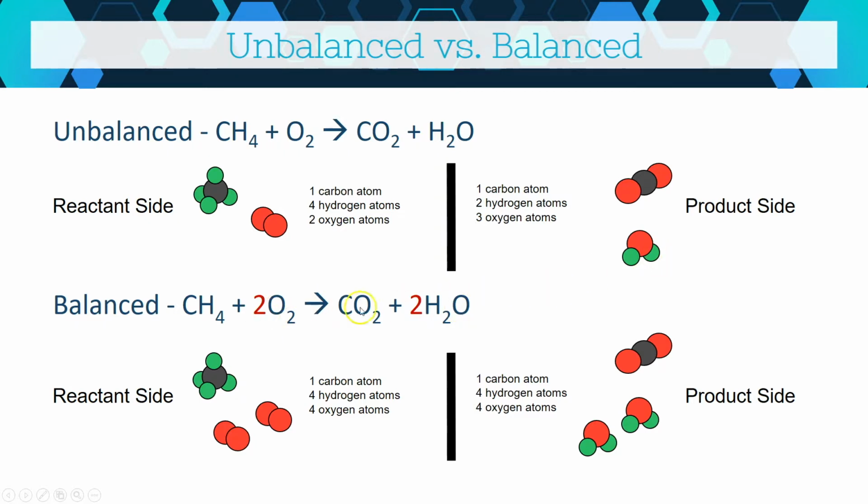Underneath, you can see when we change those coefficients at the front and we change how much we have of each thing, then actually we are now starting to balance it out. And we end up with 4 green here, and you also have 4 green on this side, which is good because we're obeying the law of conservation of mass now.